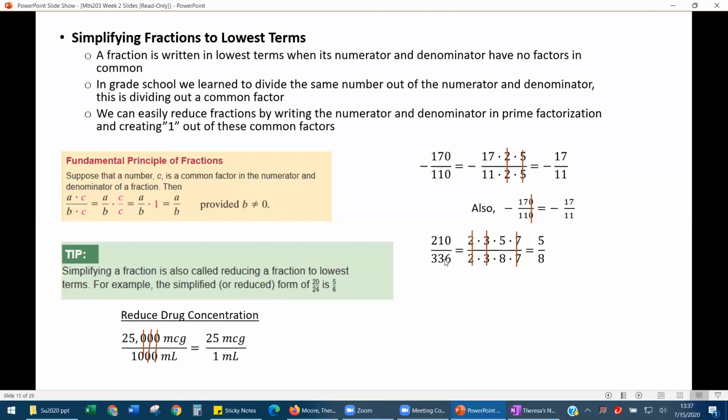210 over 336. If I break them down to their prime factors, I notice 2s are common, 3s are common, 7s are common. So 210 over 336 reduces to 5/8.